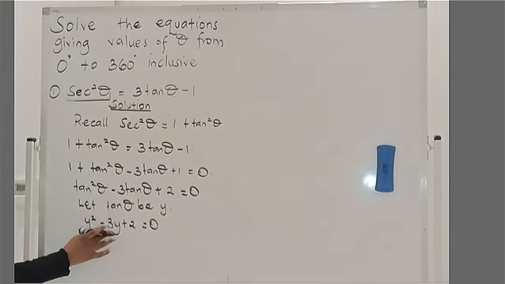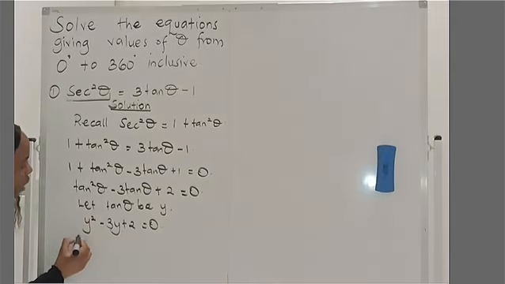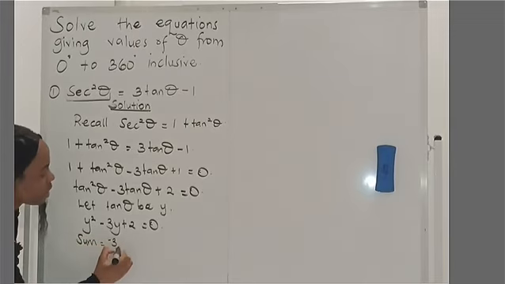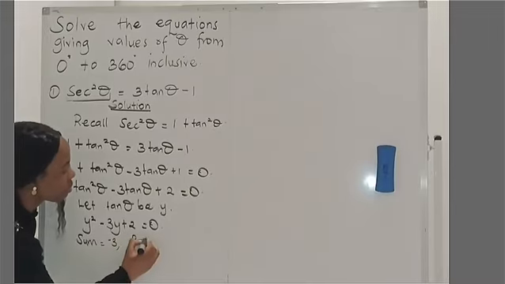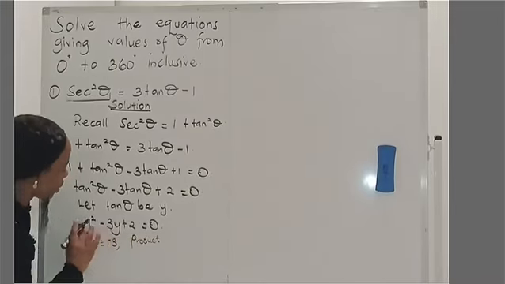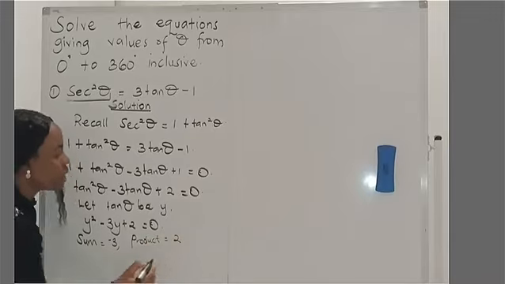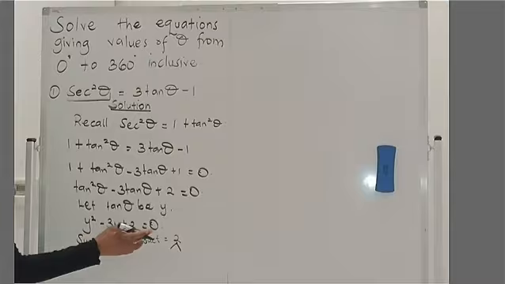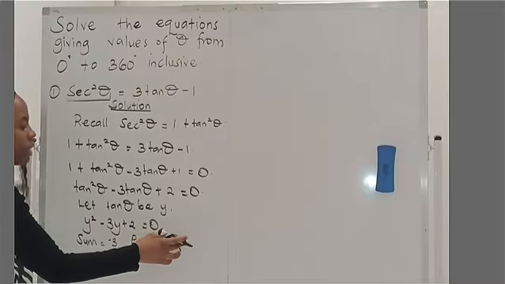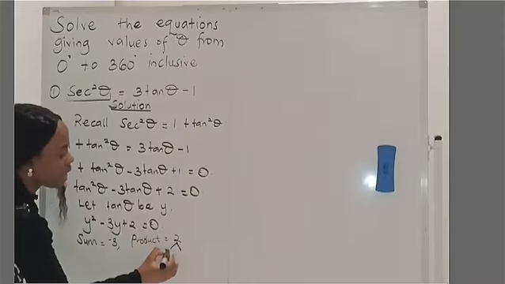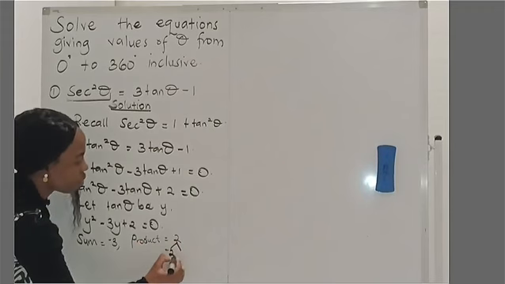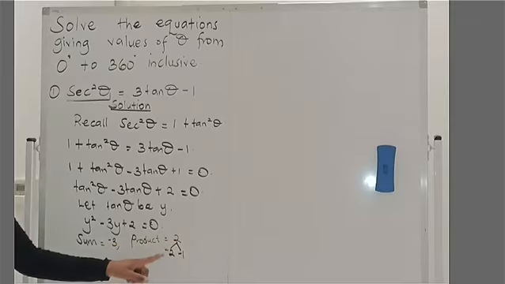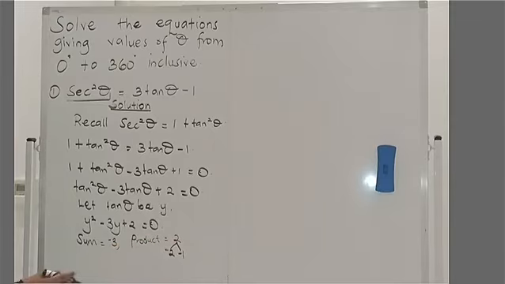What do we have? We have our sum and the product. Our sum is -3 and the product is 2. 1 times 2 you get 2. Now which two numbers, when I add them, I have to go back to my sum. When I multiply them, I have to get my product. That is -2 and -1. When you multiply the 2 you get 2, and when you add the 2 you get -3.